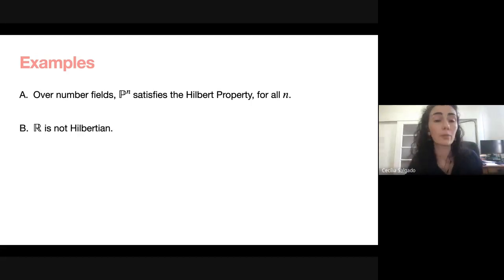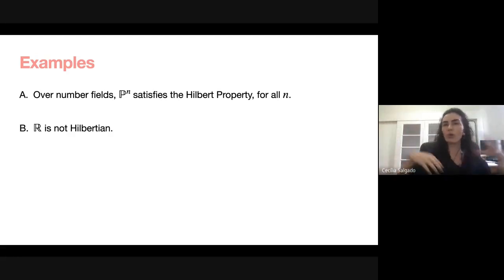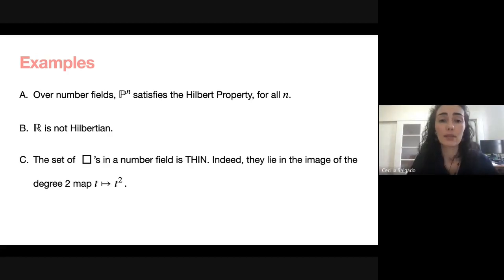The reals are not Hilbertian. Actually, no local field is. To be Hilbertian, you would really need K over K star to the power d to be an infinite set as you vary d. So no local field is Hilbertian. And so when you are big, powerful, close to being a closed field, you are not Hilbertian. And the set of squares in a number field is a thin set. So I gave one example of each thing. The set of squares is a thin set, and this is clear, right? The set of any d-th power in a number field is a thin set. And they lie in the image of this degree 2 map, say from P1 to P1 or A1 to A1, whatever you like, if you prefer affine.